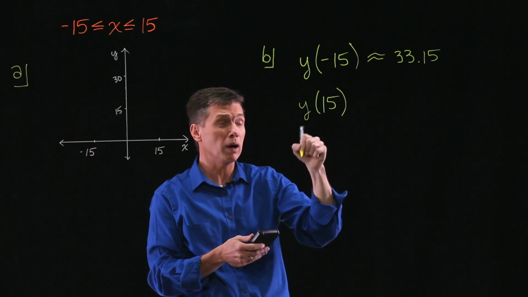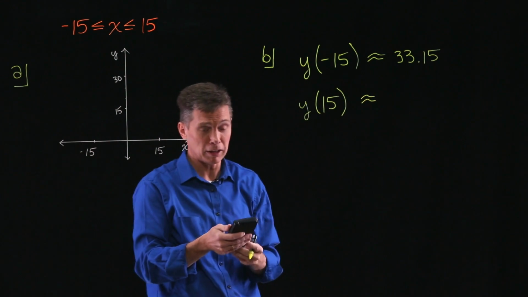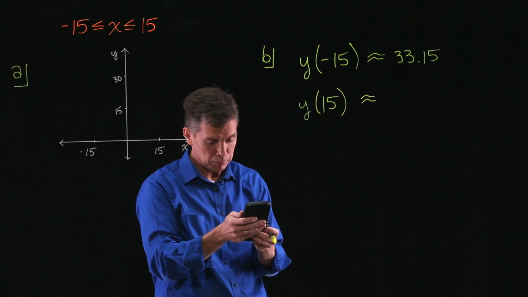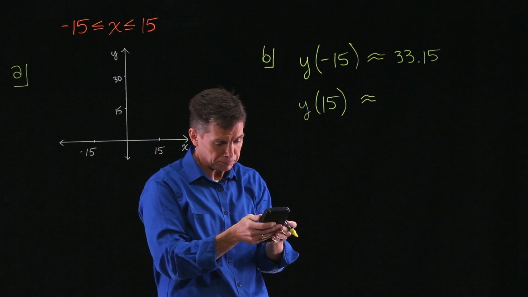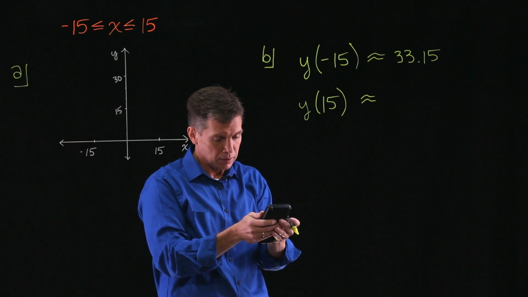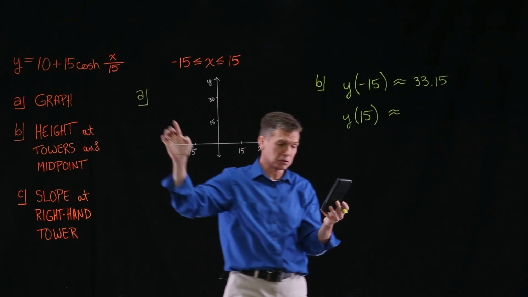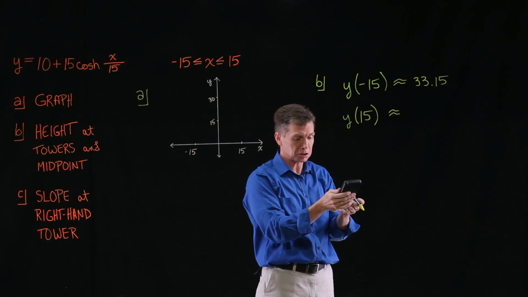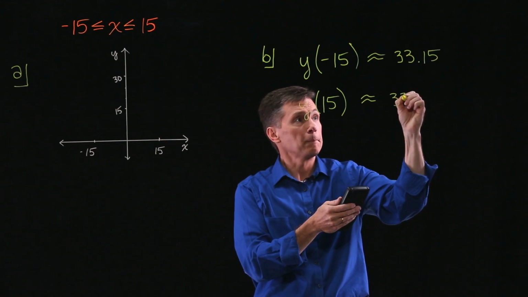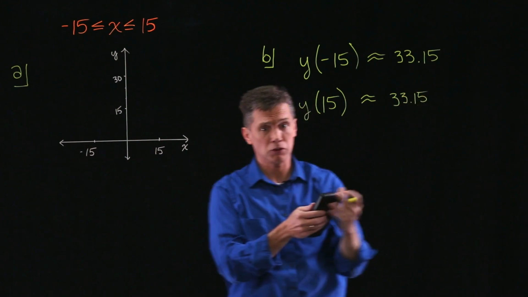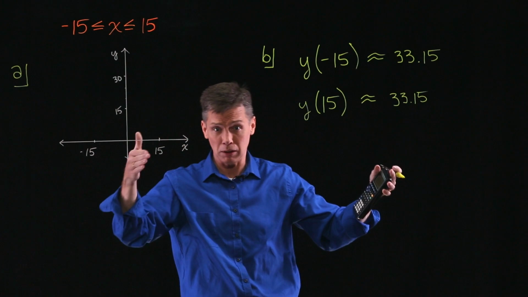y at a +15 for x. And I am again going to rely on my calculator. Now I'm doing 10 plus 15 times. Got to bring up that cosh again. And then a little bit in my head is 15 over 15 is obviously 1. So I only need 1 as my argument for the hyperbolic cosine. Hit enter. I should have seen that coming. There's symmetry here again, right? Because you know the cable hanging from those two towers is going to hang at the same height on the right and on the left.